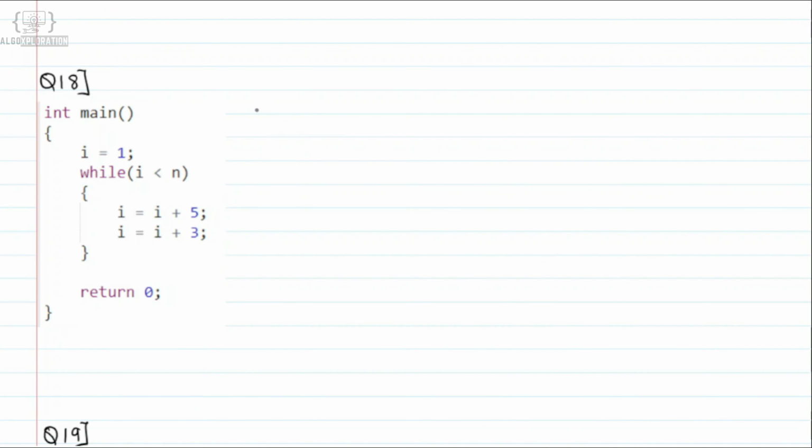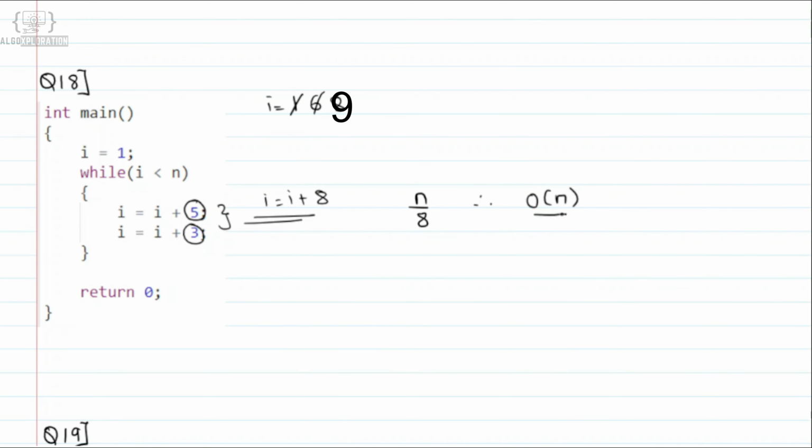Now initially the I value is 1, then we are adding 5, so it will become 6. Again we are adding 3, it will become 8. So inside the while loop we are doing I equals I plus 8. It is similar to this only. So these statements are running for n by 8 number of times. So the complexity will be order of n only.